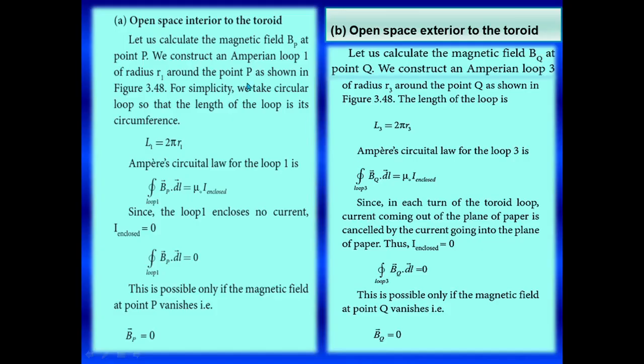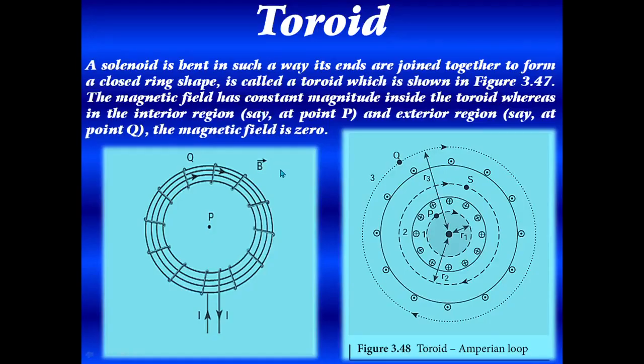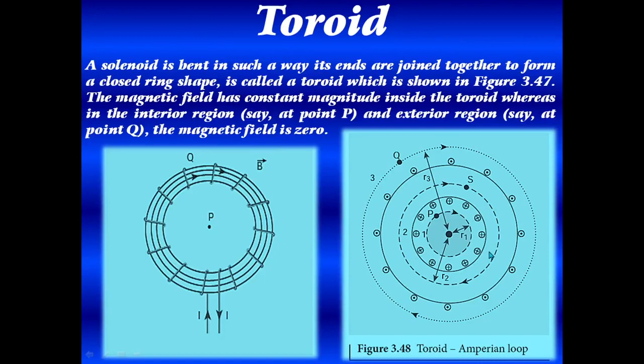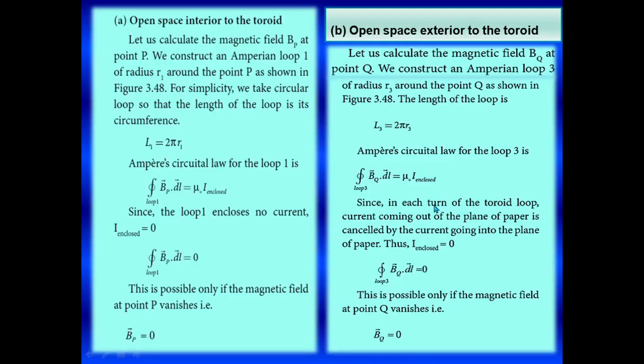At point P, we construct an Amperian loop 1 of radius R1 around the point P. For simplicity, we take a circular loop so that the length of the loop is its circumference. So the length of this loop is nothing but the circumference of the circle. What is the formula for the circumference of the circle? 2 pi r. Here L1 is equal to 2 pi R1.